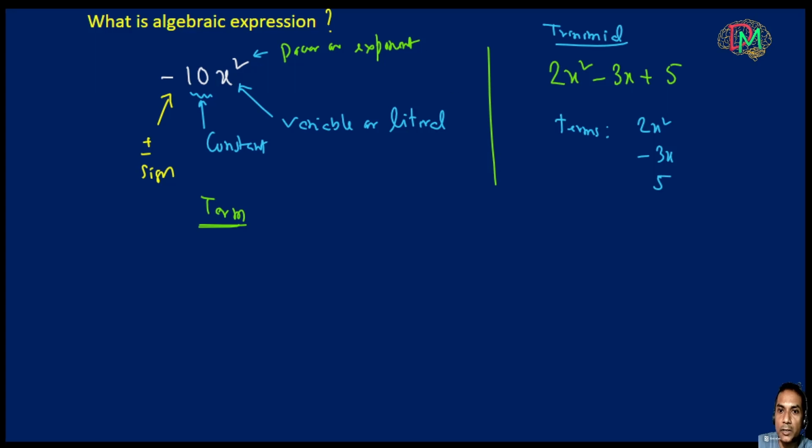And what is the binomial expression? If it is 2x plus 3, so here it consists of two terms. So it is the binomial expression. Clear?